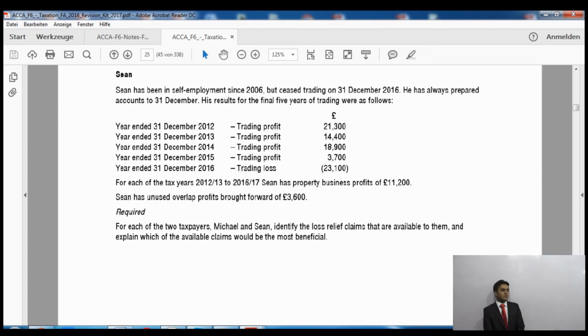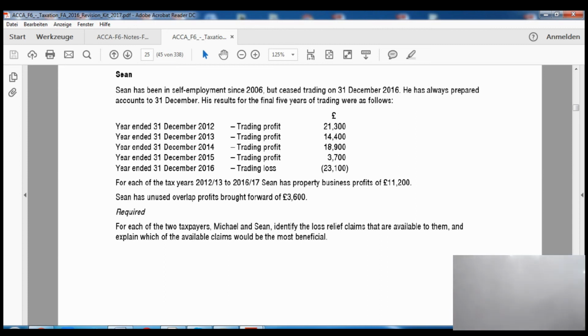That is the terminal loss. Now this terminal loss can be set off against the previous 3 tax years on a LIFO basis, last in first out. So the LIFO basis is going to be 3,700 and then 18,900, and if there is anything remaining, then 14,000 from the profit of 14,400 in the year ended 31st of December 2013. Right? So we can set off like this. In this case as well, we will also have to tell them how much tax we are saving in each case.